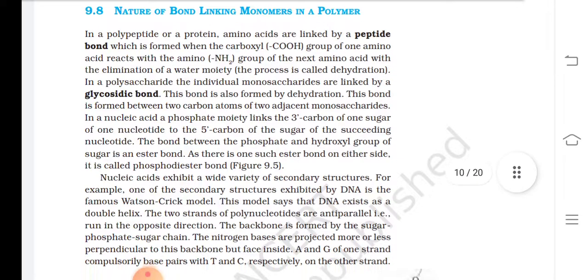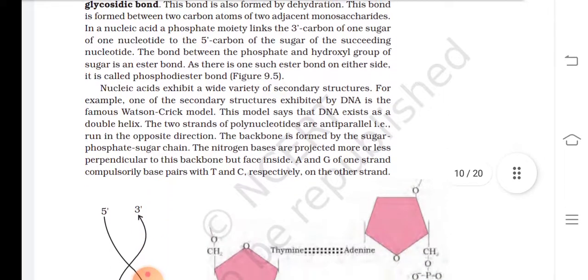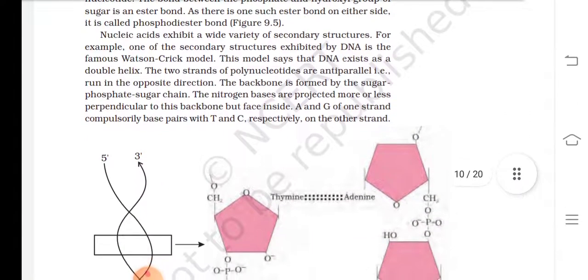In a nucleic acid, a phosphate moiety links the 3' carbon of the sugar of one nucleotide to the 5' carbon of the sugar of the succeeding nucleotide. The bond between the phosphate and the hydroxyl group of the sugar is an ester bond. As there is one such ester bond on either side, it is called a phosphodiester bond, as given in figure 9.5. Nucleic acids exhibit a wide variety of secondary structures.